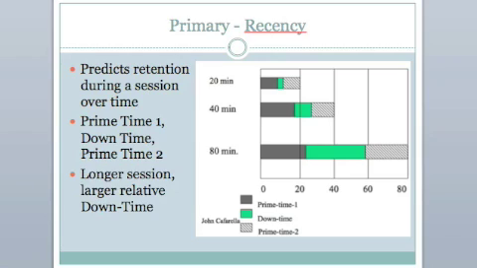But what's really interesting about this is that as the study session grows longer, the relative size of the downtime increases. If you look at the chart on the right here, you'll notice that in the 20-minute session, the downtime was only under 20%, whereas by the 80-minute session, the downtime has grown to a third, if not half, of the entire study session, which gives us a good insight into why long study sessions seem to be overall less effective.